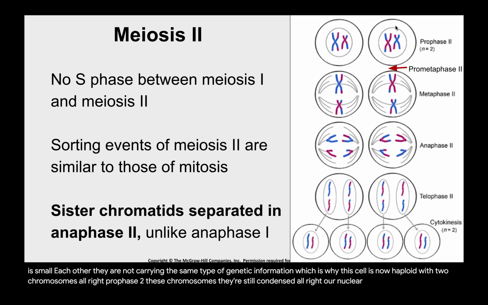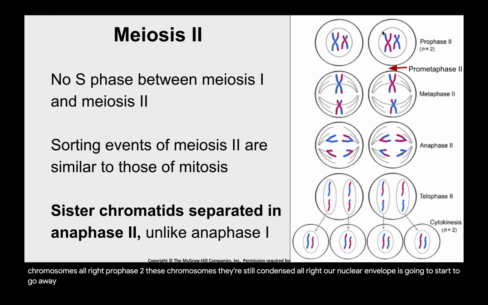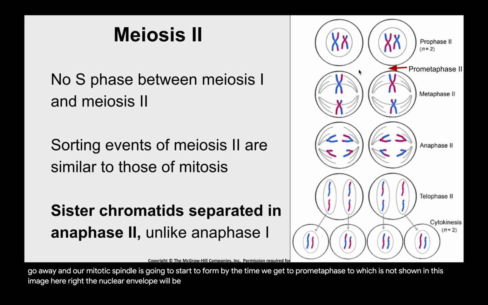Our nuclear envelope is going to start to go away, and our mitotic spindle is going to start to form. By the time we get to prometaphase 2, which is not shown in this image here, the nuclear envelope will be completely gone. The mitotic spindles will be completely attached to our chromosomes. And just like in mitosis, that mitotic spindle is attaching to either sister chromatid.